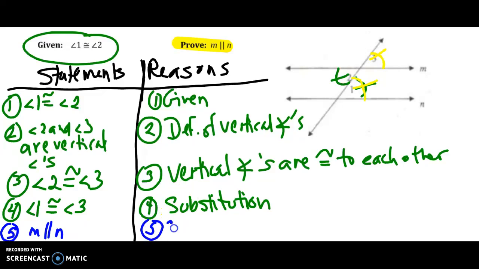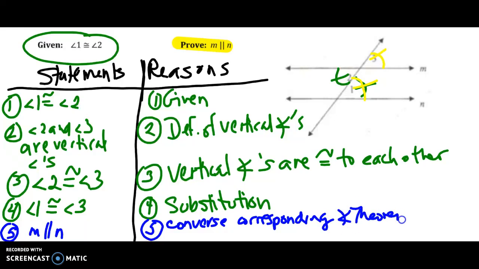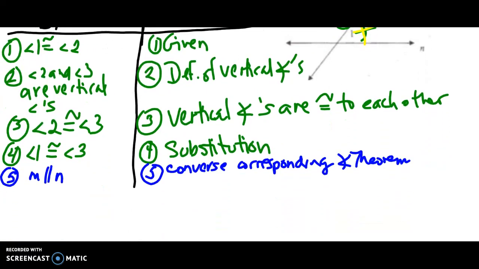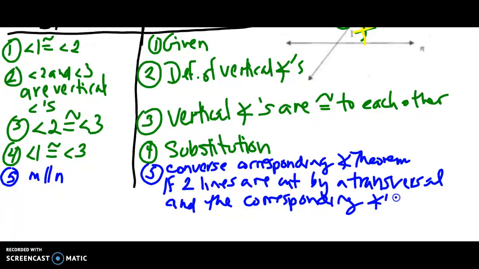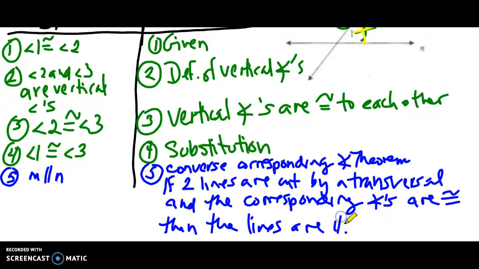And again, I have two options. I can say converse of the corresponding angle theorem, or I can explain what that theorem states. So if two lines are cut by a transversal, and the corresponding angles formed are congruent, then the lines are parallel. Okay, so those are your two options for how you can prove that a given pair of lines are parallel.